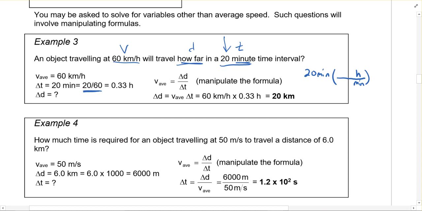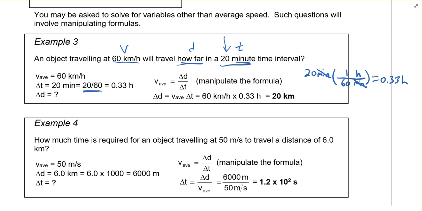And now all I have to do is just set this ratio up. So I'm just going to say, okay, how many minutes are in an hour? Well, there are 60 minutes in 1 hour. So if I do this, I've got minutes over top of minutes. They cancel. So all I have to do now is go 20 times 1 over 60, or 20 divided by 60. That's going to give me my answer in just hours. So that's going to be 0.33 hours.